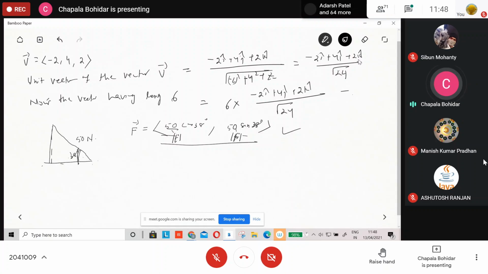Question number 15. Find the sum of the given vectors and illustrate geometrically. The given vectors are minus 1, 4, 6, minus 2.